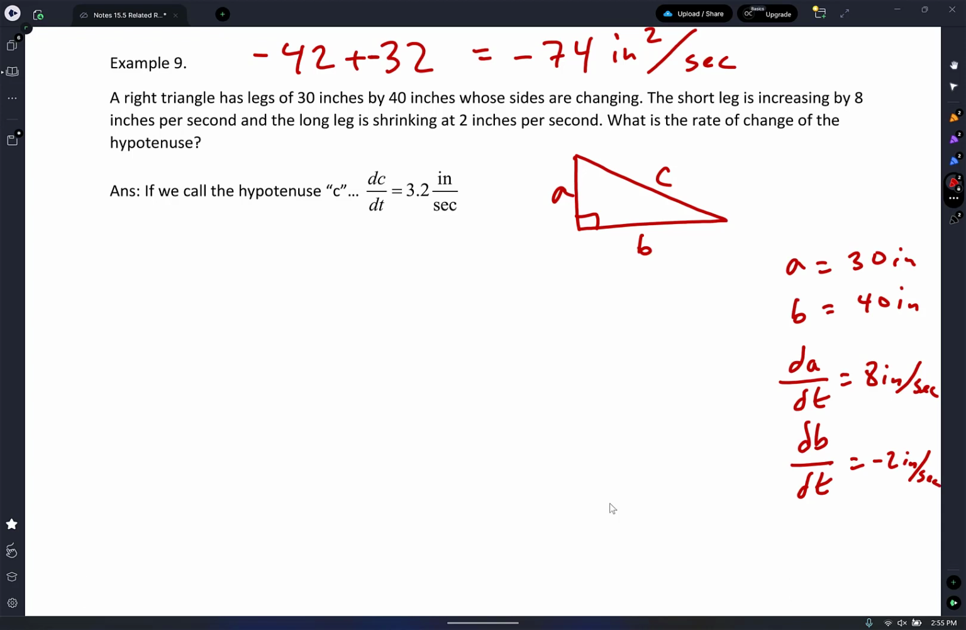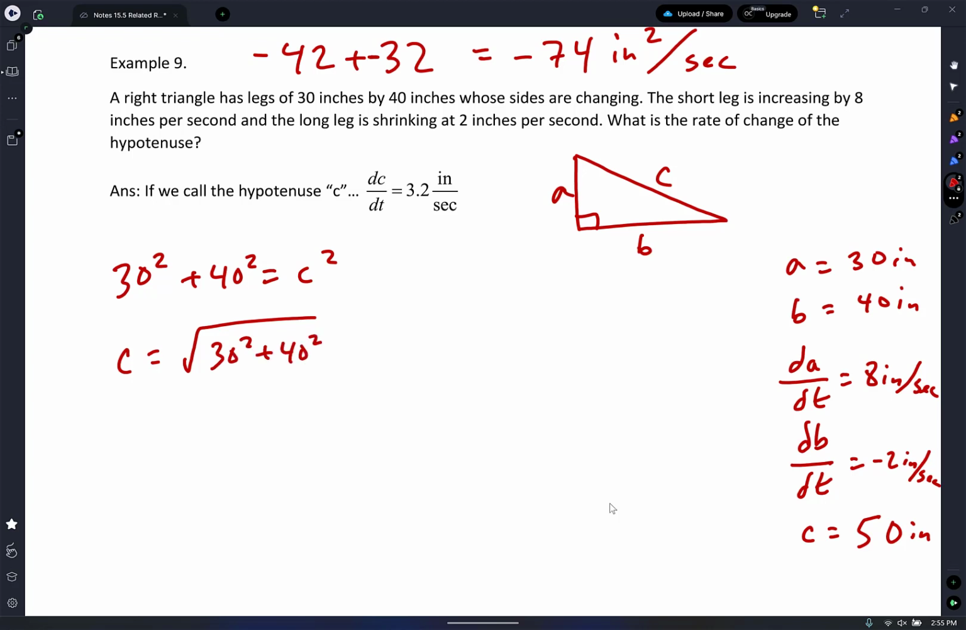What is the rate of change of the hypotenuse? Okay, before you can solve for this one, you actually have to solve for C this time. But it's a simple one. It's a 3, 4, 5 triangle. So C is just 50. Relax. If we didn't know that, you could have just gone 30 squared plus 40 squared equals C squared, and C equals the square root of 30 squared plus 40 squared. And that would have given you 50. Yeah, no, don't cry. Are we okay so far?